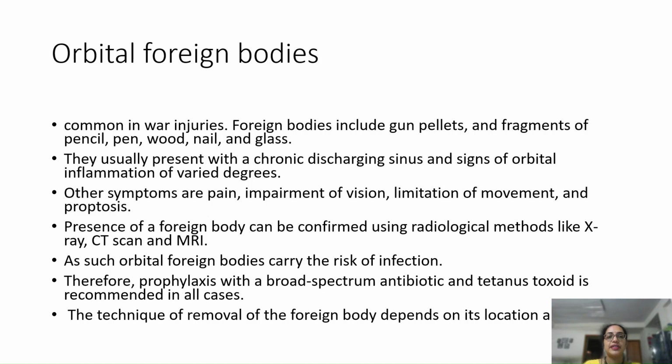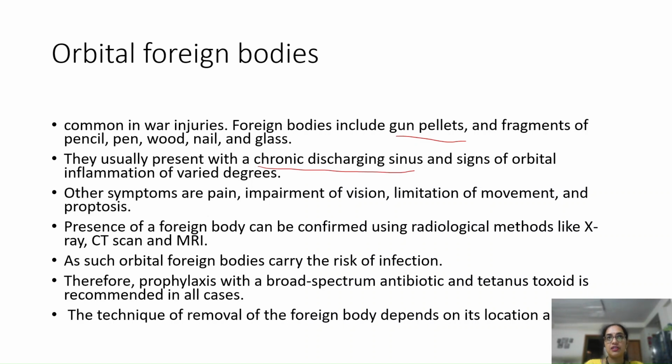Okay, coming to orbital foreign bodies, they are common in war injuries. So foreign bodies are usually gun pellets, fragments, and pencil, pen, wood, nail, anything. So the type of presentation depends on the type of foreign body. Some foreign bodies might stay inert and they may not present with a lot of problems. Some may present with a chronic discharging sinus and signs of orbital inflammation. So other symptoms are pain, impairment of vision, limitation of movement and proptosis.